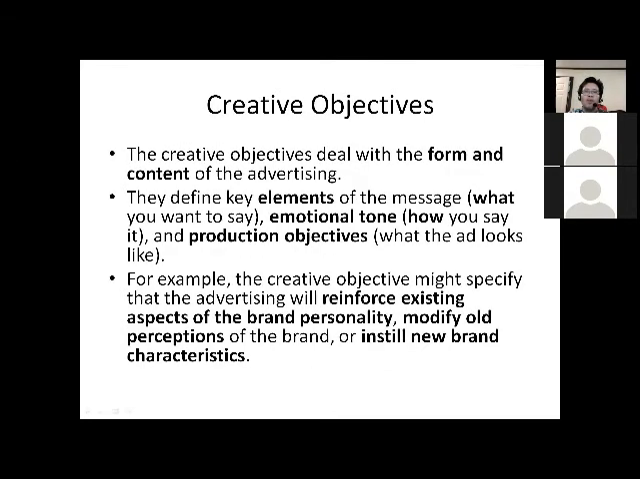Okay. So we also have, aside from marketing objectives, advertising objectives, we also have creative objectives. So when we speak of creatives, we are talking about the form and the content of the advertising. We're talking about what we want to say. We're talking about emotion. How do we say it? We talk about production value or production objectives, what the advertisements are supposed to look like. So an example given here, and Sarlane has joined us. So Sarlane, could you read please the example?